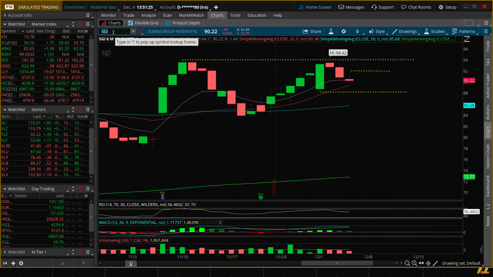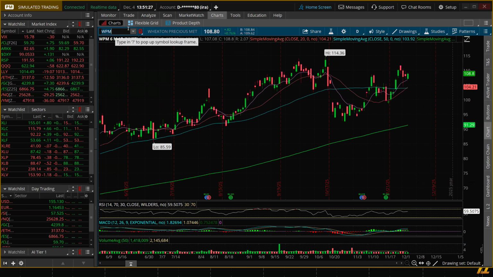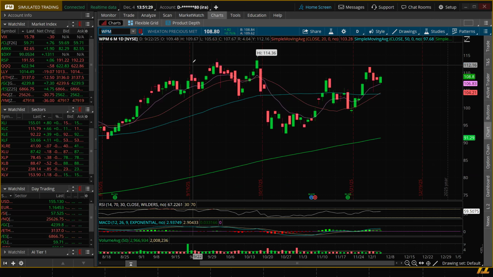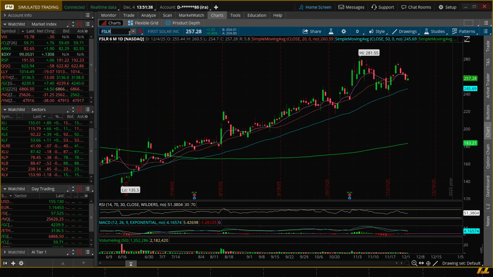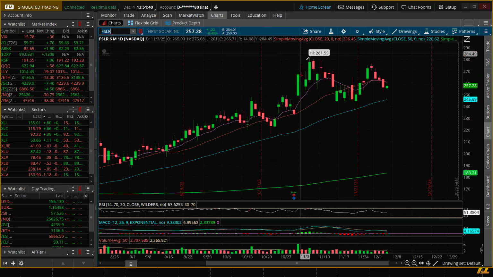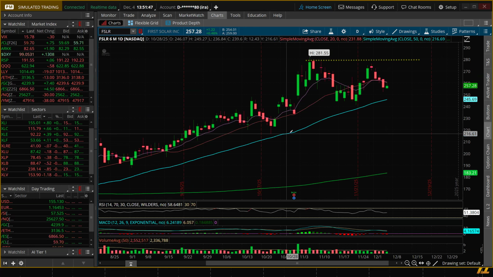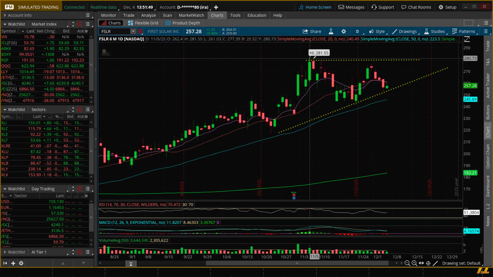Let's take a look at wheat and precious metals. A little bit choppy price action here. Don't love the front run there, which means I am going to move on. Look at First Solar. Officially a double top, a little bit of lowering of resistance there, increase in support. That kind of looks more symmetrical triangle-ish.